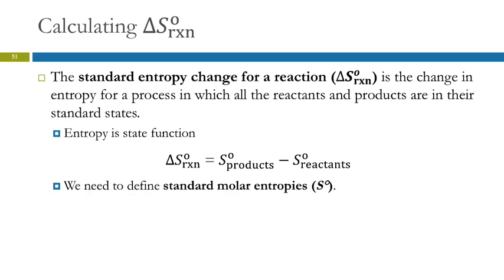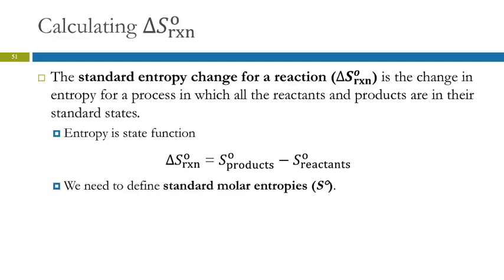So the standard entropy change for a reaction, delta S° reaction, with the circle up there. This is the entropy change for the process where we have everything in its standard state. Entropy is a state function, like enthalpy. It doesn't matter how you get there, the difference is the same regardless.